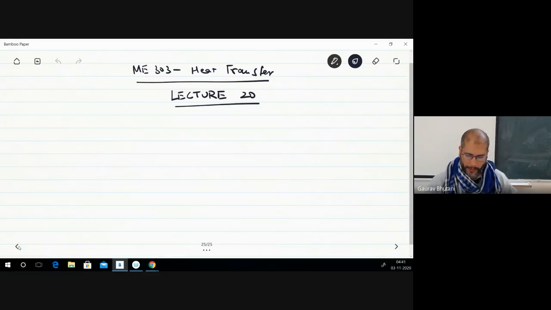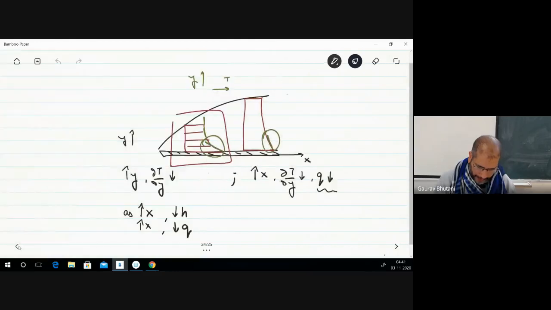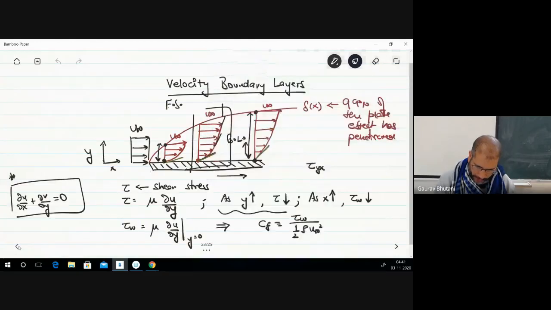So good morning. This is lecture number 20 in ME303 heat transfer. In the last lecture, we started with a discussion on convection. So let's do a very quick recap as to what we discussed in the last lecture.